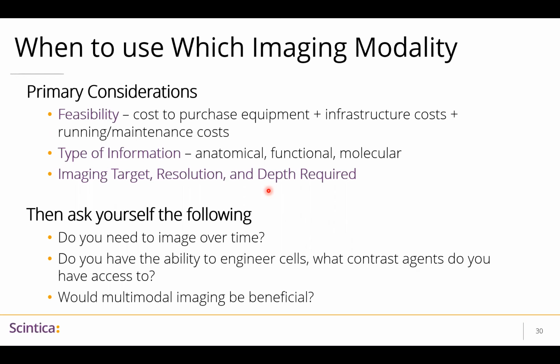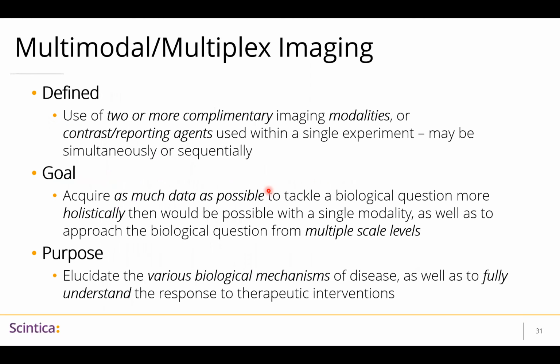Do I have the ability to engineer cells to be able to use that specific modality, or have access to or be able to generate the specific contrast agent that would be needed? And do I want to use multimodal imaging, and how would I then move the animal from one imaging system to the next to be able to do that multimodal imaging and co-register those images?